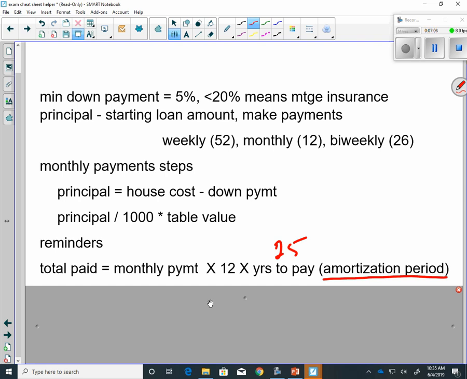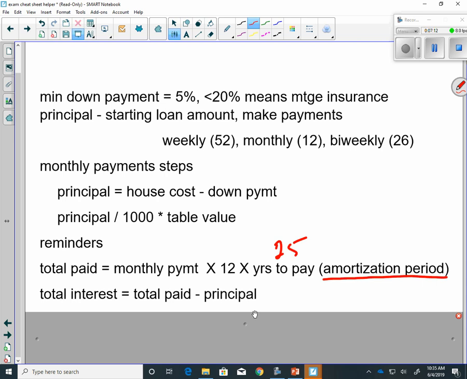Okay, what else we got here after total paid? Probably the interest. Yeah, probably. Total interest. They always ask this question too, don't they? They do. Total interest. How much does it cost you extra to borrow? The total interest is the total amount that you paid minus the principal. It's the bank's profit is what it is, right? The bank's profit. How much does the bank profit off you?